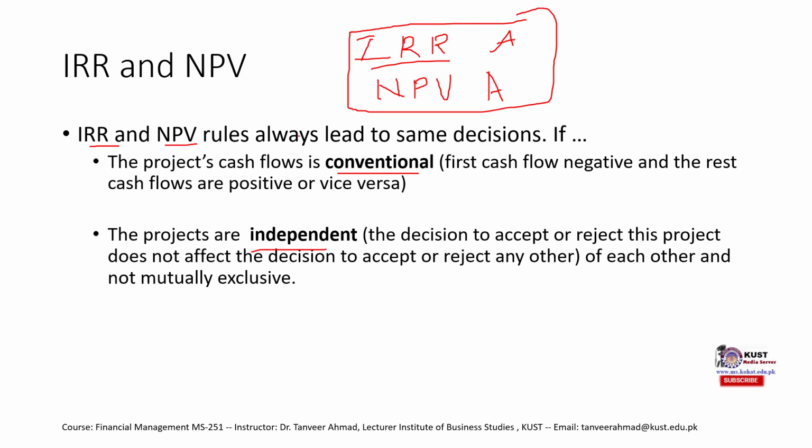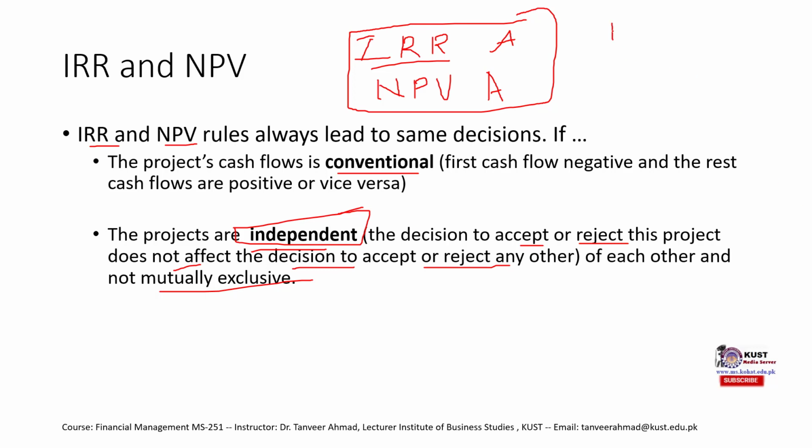So IRR and NPV would always lead to the same decision if the projects are independent. That is, the decision to accept or reject this project does not affect the decision to accept or reject another project. That is, they are not mutually exclusive projects. So what we mean to say is that IRR and NPV would give us the same results when the project is independent.